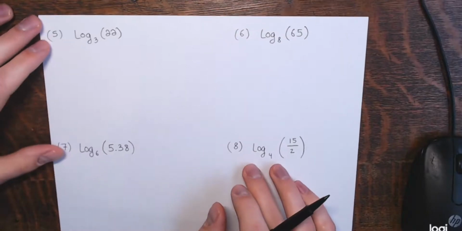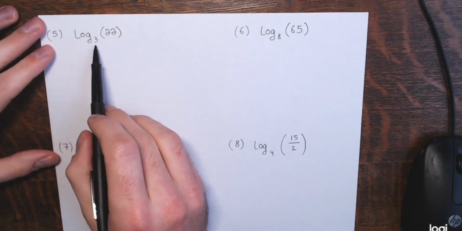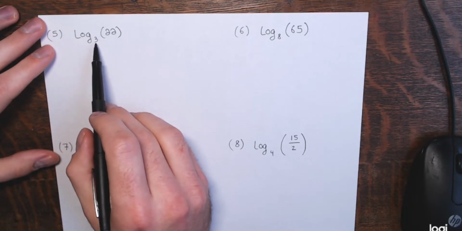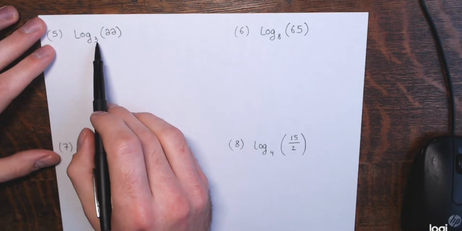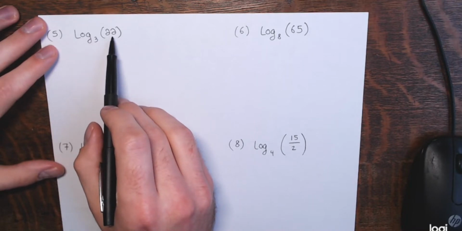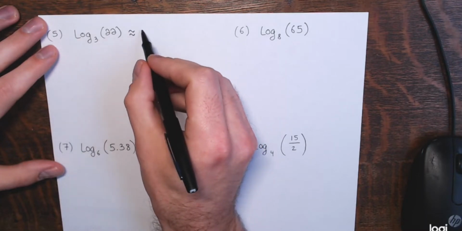So 4 more of these, same procedure, right? What's the log base 3 of 22? Now 3 to the second power is 9. 3 to the third power is 27, which is too big, right? So it's between 2 and 3. Right? This is going to be about 2 point something.